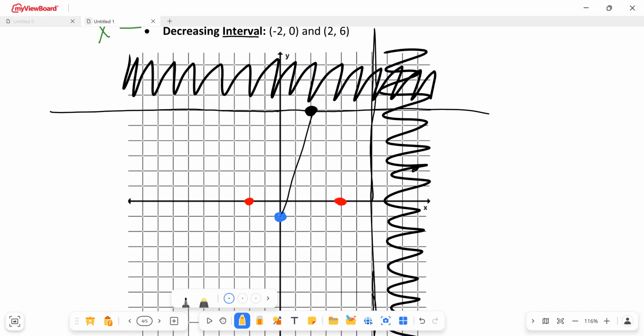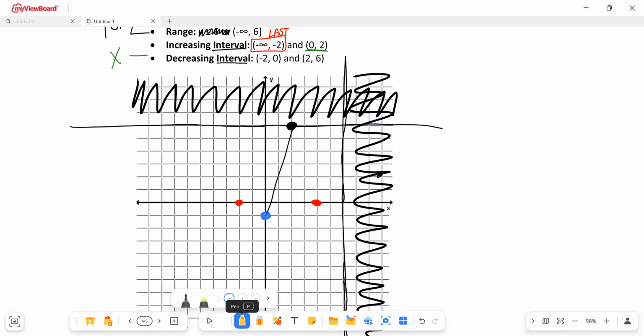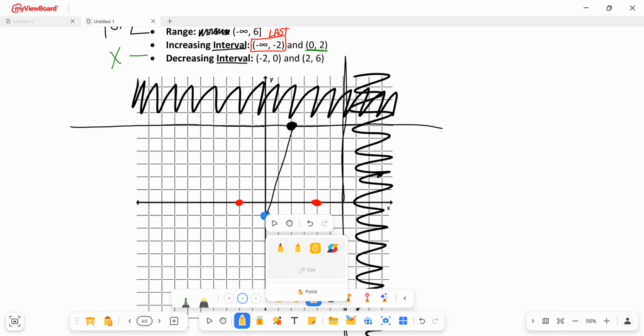With me there. Okay, so that was 0 to 2. I already lost my color coding. Okay.